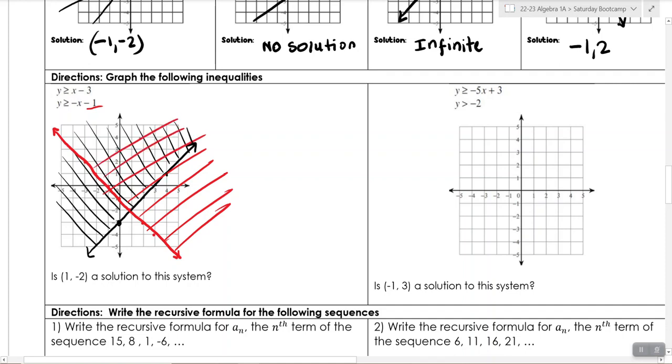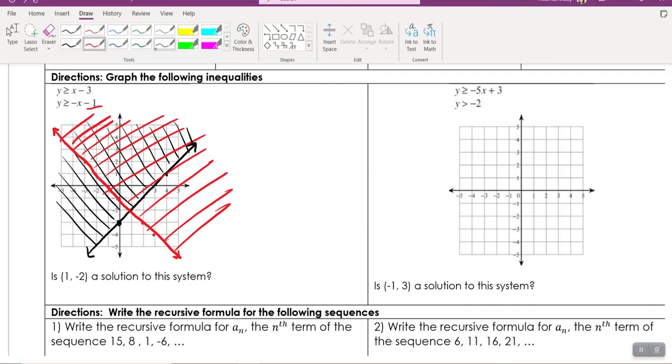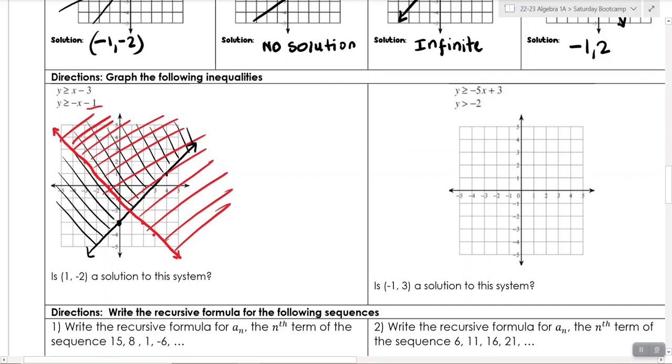Now, the question is, is (1, -2) a solution to this system? The first thing is you need to understand where (1, -2) is, and it's right here. It's on top of two solid lines, so I would say that yes, this is a solution to the system. As long as you fall on both solid lines at the same time, then yes, you would be a solution.